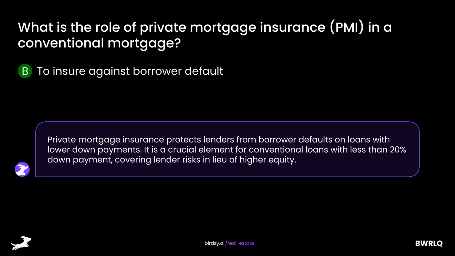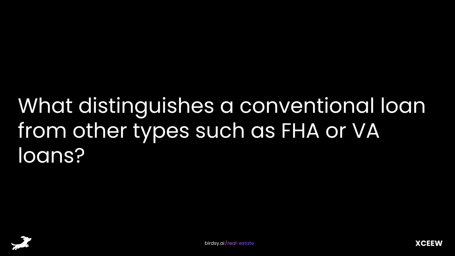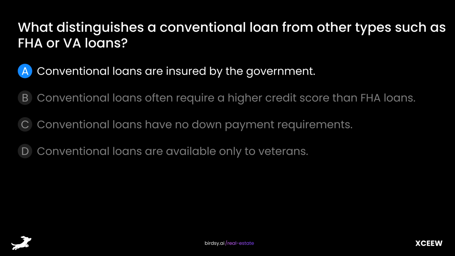What distinguishes a conventional loan from other types such as FHA or VA loans? Is it A, conventional loans are insured by the government? B, conventional loans often require a higher credit score than FHA loans? C, conventional loans have no down payment requirements? Or D, conventional loans are available only to veterans? The answer is B, conventional loans often require a higher credit score than FHA loans.